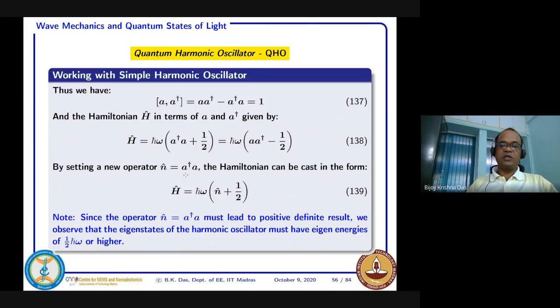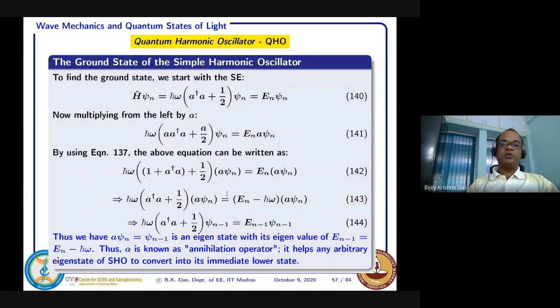That's what we mentioned: if you put in A dagger A, that will be a number. And in an optical mode, if you consider it as a harmonic oscillator, then this n is the number of photons basically. But before going into the photon numbers, we want to do some more treatment of the harmonic oscillator. First of all, let us see what the ground state is for a simple harmonic oscillator.